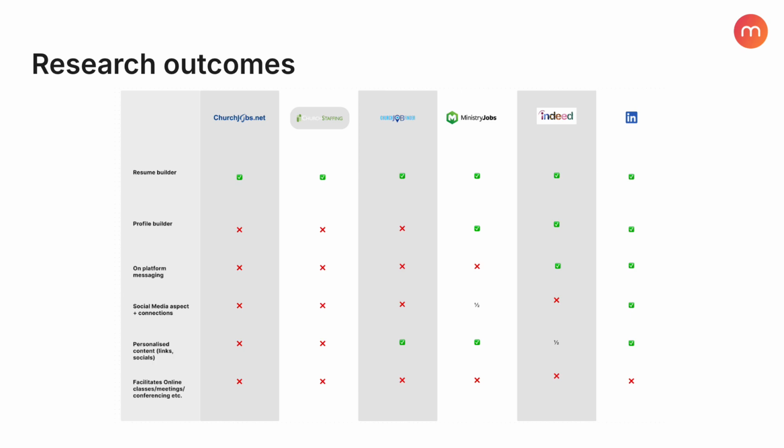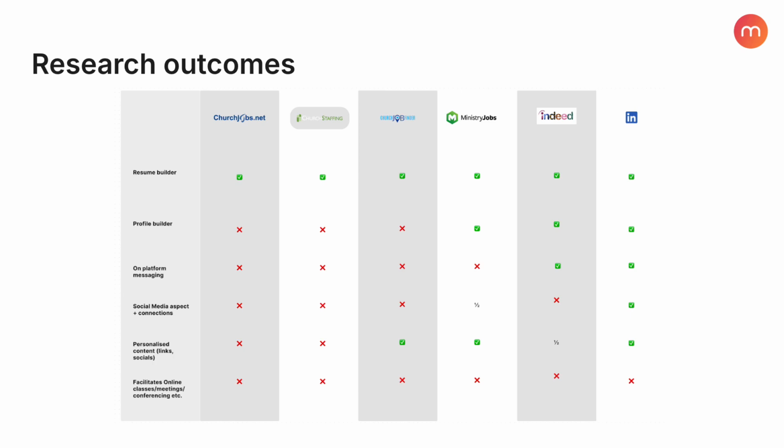Here, we compared platforms like churchjobs.net, church staffing, ministry jobs, Indeed, and LinkedIn. Down the left, we've listed key features such as resume builder, profile builder, on-platform messaging, social media connections, personalized content, and online conferencing or classes. The ticks and crosses show which platforms support each feature. Looking at this comparison, you can immediately spot the gaps.